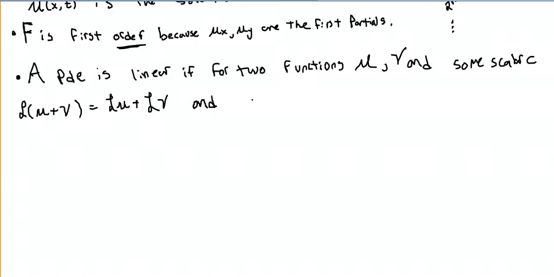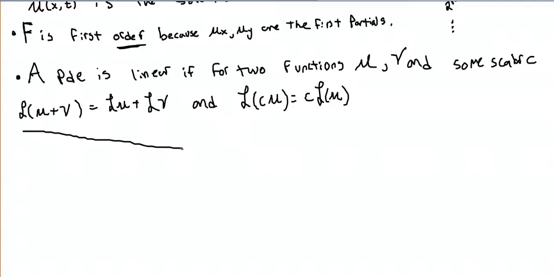And the same operator acting on the function c times u, so there's a scalar times the function, is equal to the scalar coming out times the operator acting on the function u. If we can show that these two properties hold, then we have shown that a partial differential equation is linear. So let's get some examples.